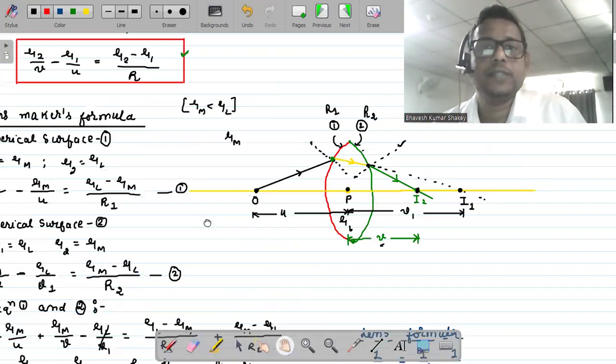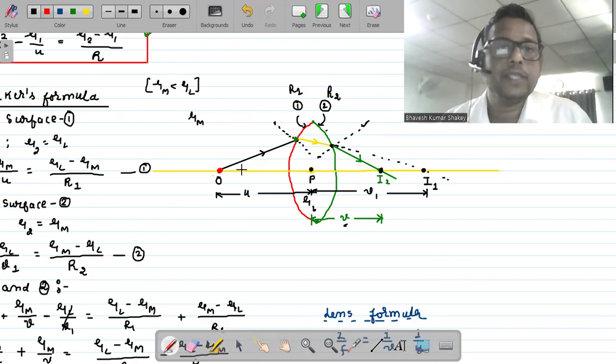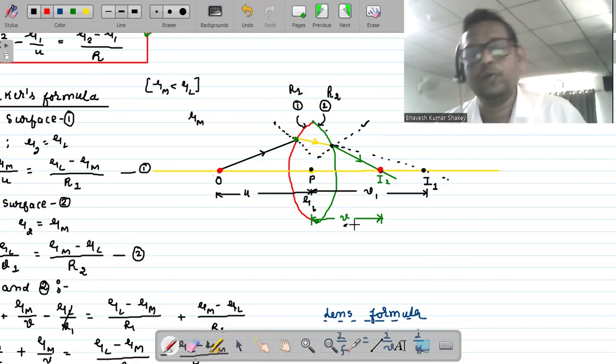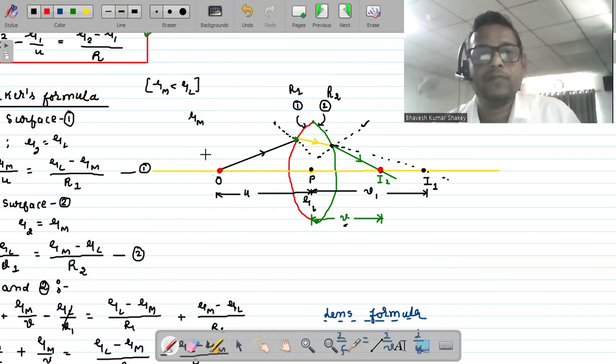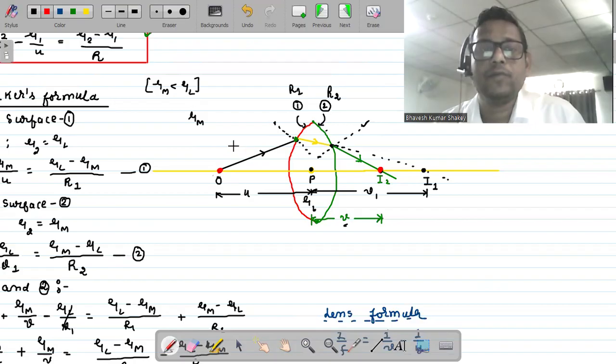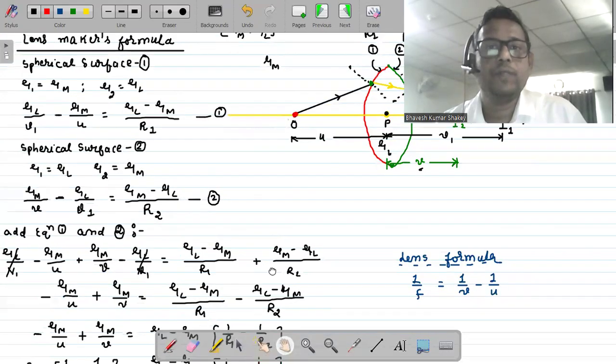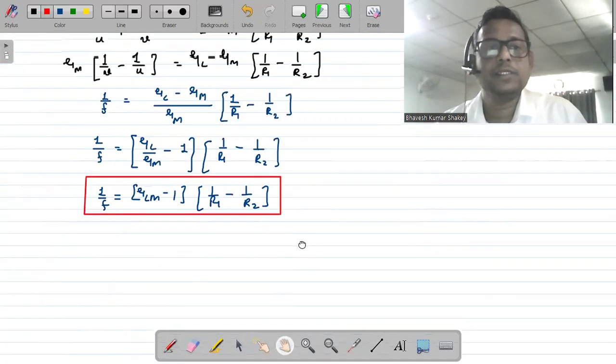When you see this diagram, my object is placed at this point O and the final image is formed at this point I2. So the light ray is traveling from the medium to the lens and then from the lens to the medium. Here this incident ray is traveling from medium to lens, so we write mu LM, the refractive index of lens with respect to medium. I hope you all understand. So this is the lens maker's formula and its derivation.